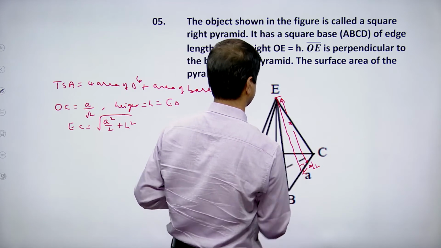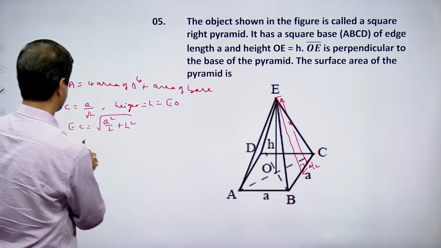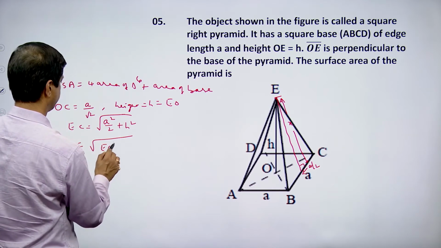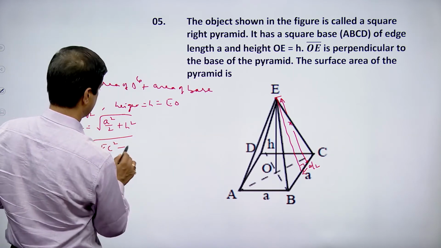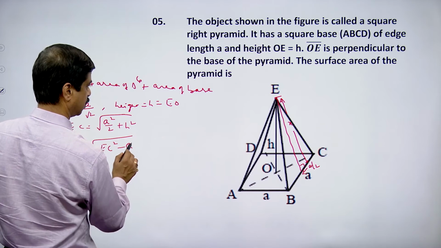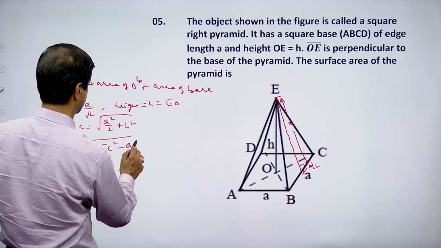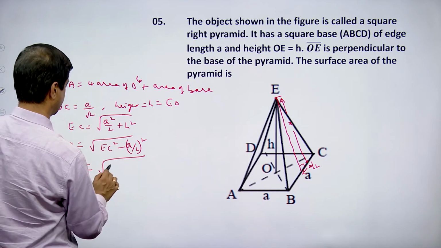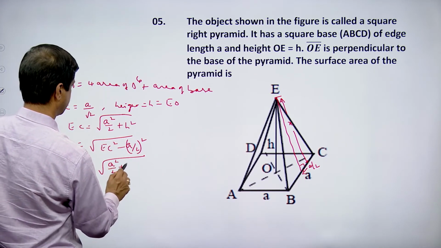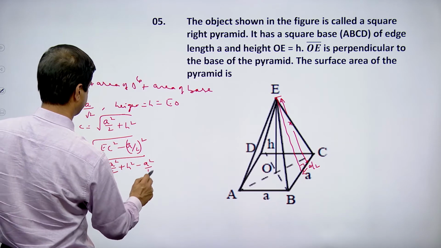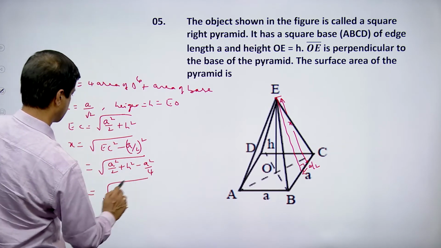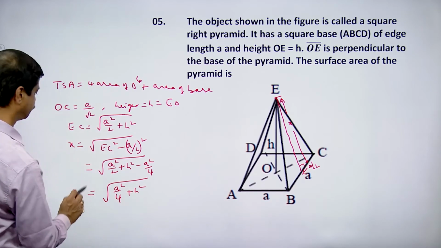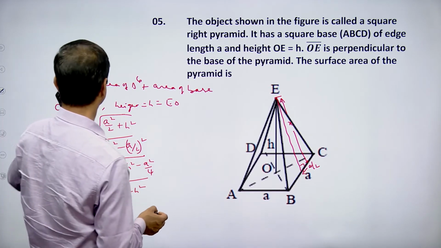So x is the height, x equals root of EC square minus (a by 2) whole square. So EC square means what? Root of a square by 2 plus h square minus a square by 4. So this is root of a square by 4 plus h square. This is x.